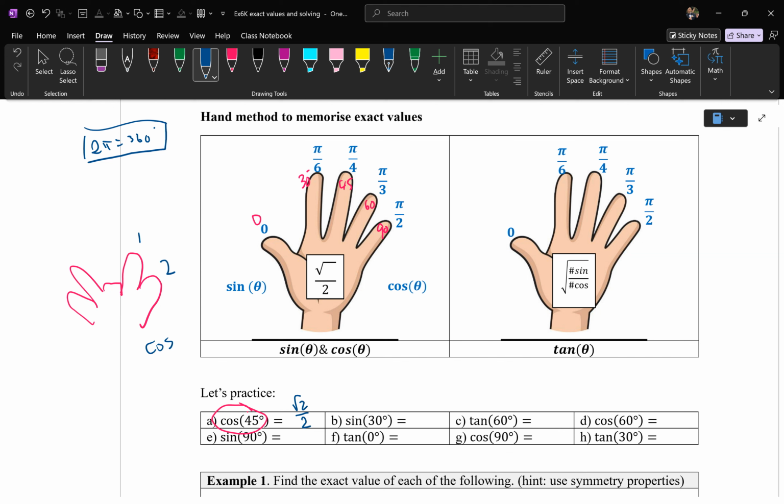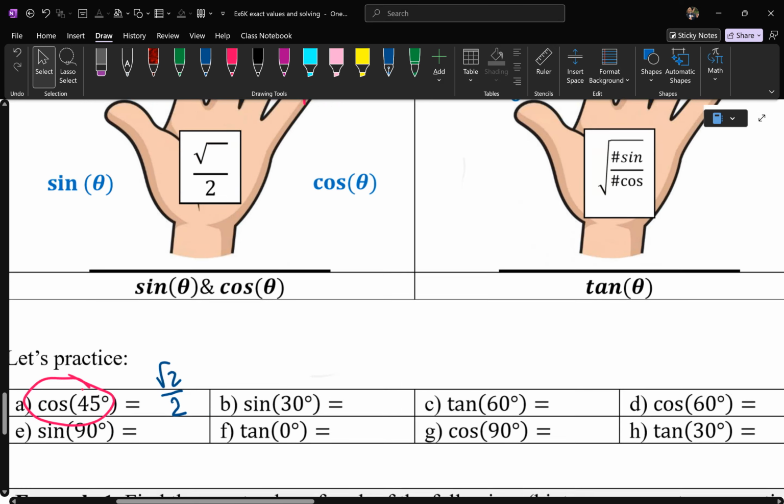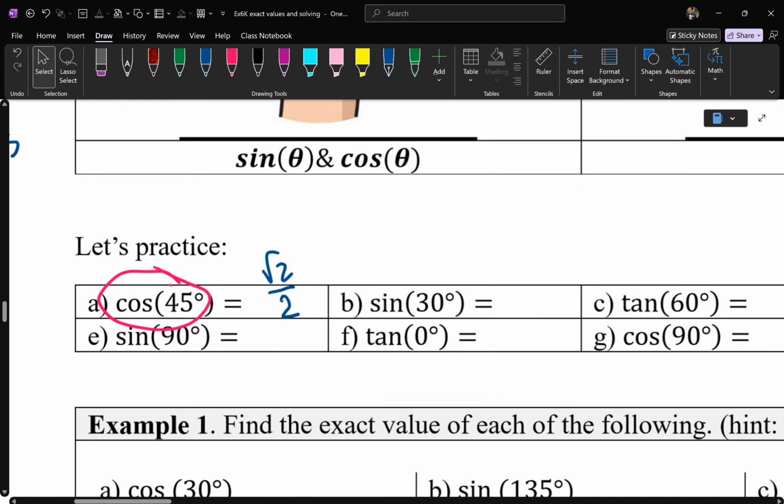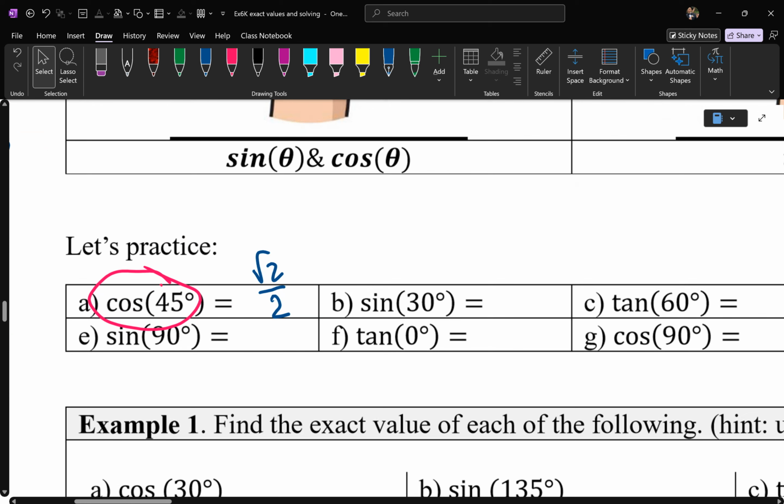As long as you know which finger to use. Because at the year 10 level, we're only working in degrees at the moment, but you guys can work in radians if you're more savvy. Okay? All right, let's try another one. Let's do sine of 30 degrees. So which finger is that?